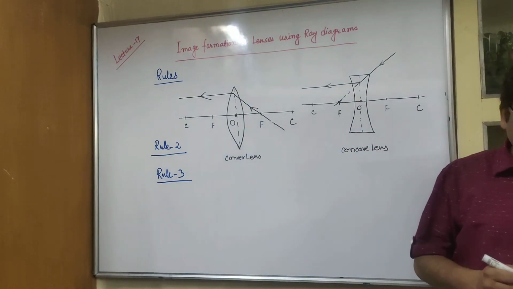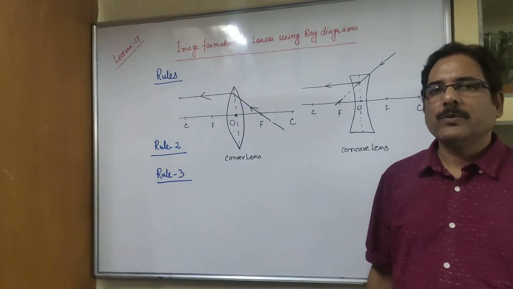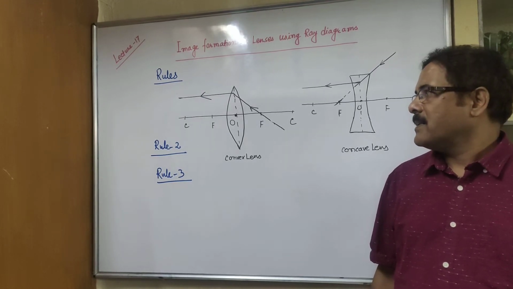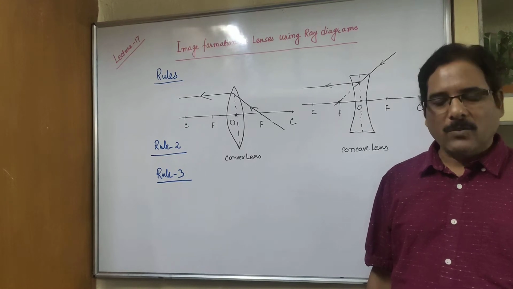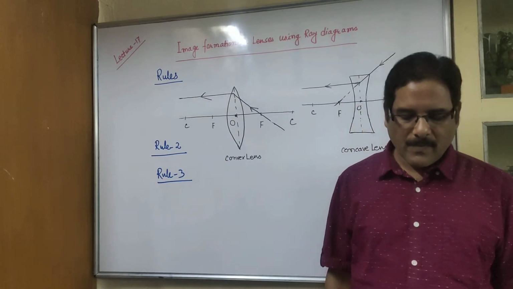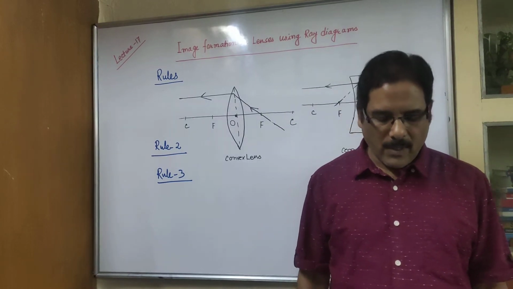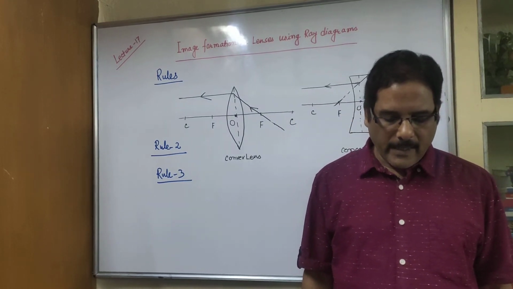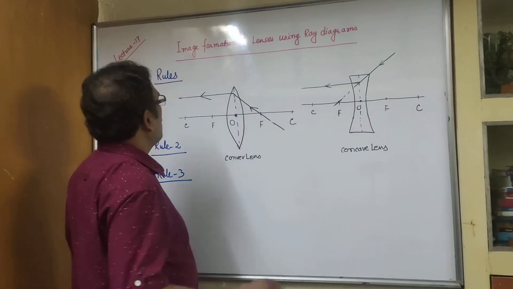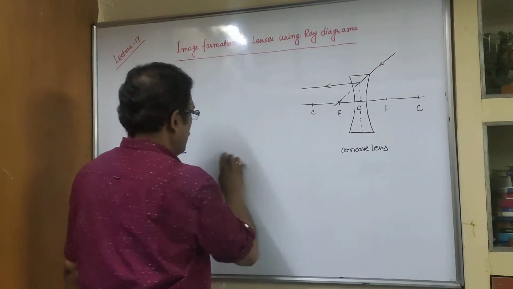Write, a ray of light passing through the optical center of a lens will emerge without any deviation. So when we are discussing the optical center of the lens, we also discuss this point. So now the diagram for rule 3.